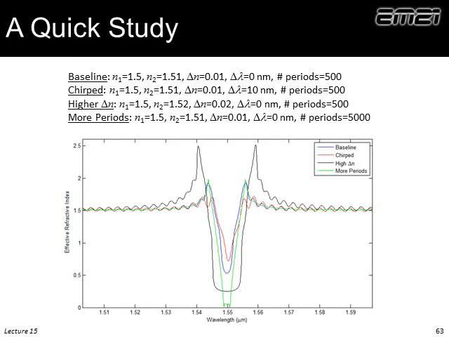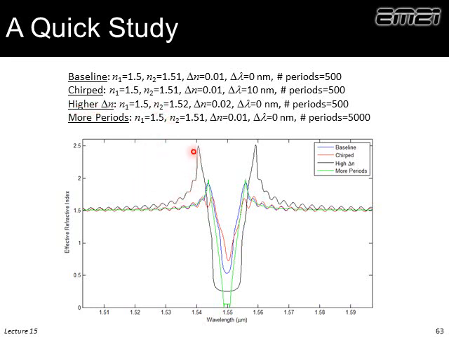And we could do a quick study. We could look at just the ordinary Bragg grating that we just did. That's called the baseline, and that's the blue line down here to repeat what was on the last slide. We could chirp the Bragg grating. So if we chirp it, that's the red line. We could use higher index contrast. We've doubled the index contrast now. And that's the black line.